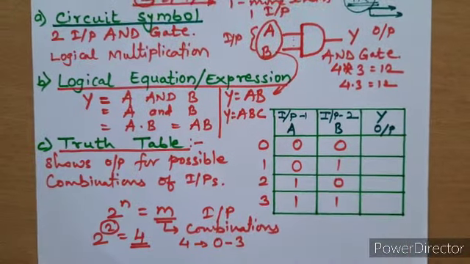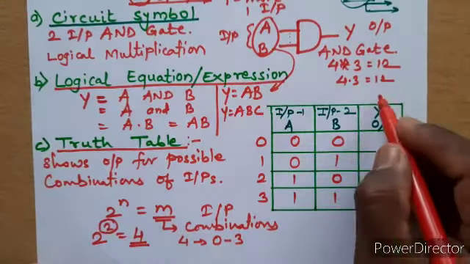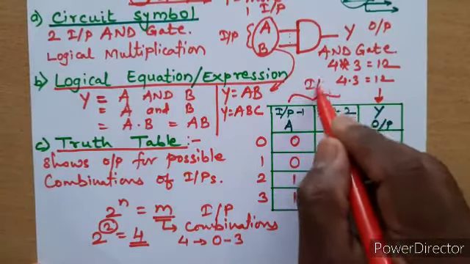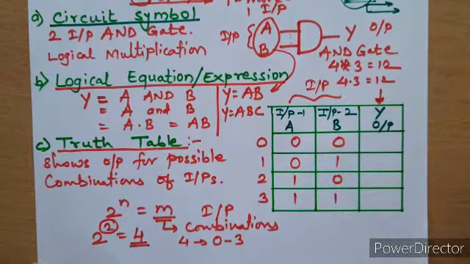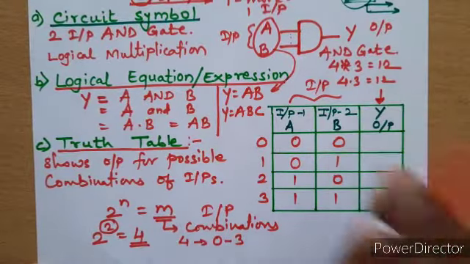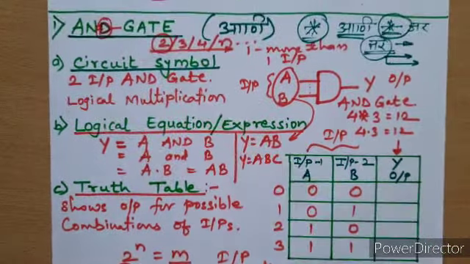Now we are coming to a very important part, that is the output part. Now these are inputs, these are input combinations, 2 input combinations. And now the output. For the output you need to understand this expression.